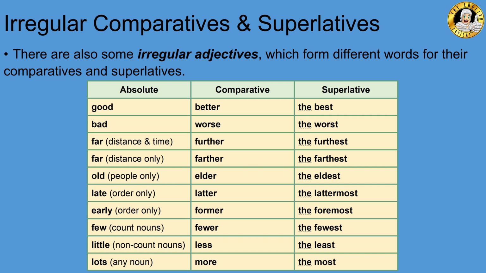Late, in terms of order rather than in terms of time, so in terms of the order in a sequence, would become latter and then the lattermost. And early, in terms of order in a sequence, would become former and then the foremost. Few, in relation to count nouns, would become fewer and the fewest. And little, which is used in relation to non-count nouns, would become less and the least. And then finally, lots, which can be used with any noun, would become simply more or the most.